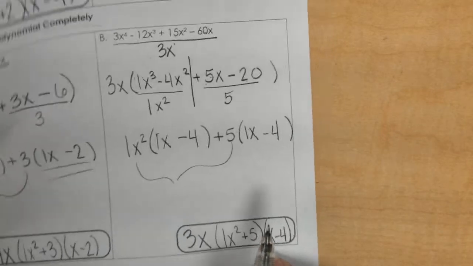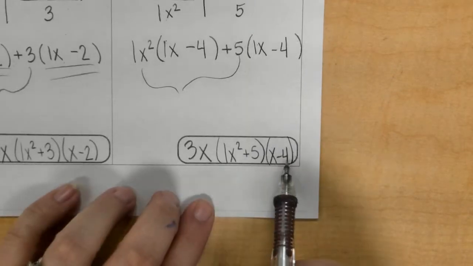So we have 1x squared plus 5, and then x minus 4.